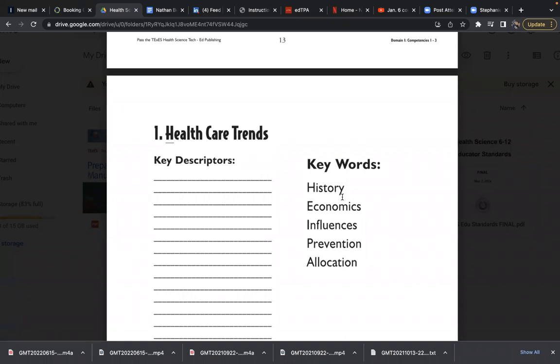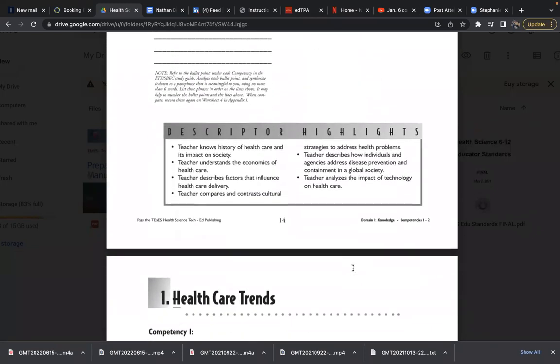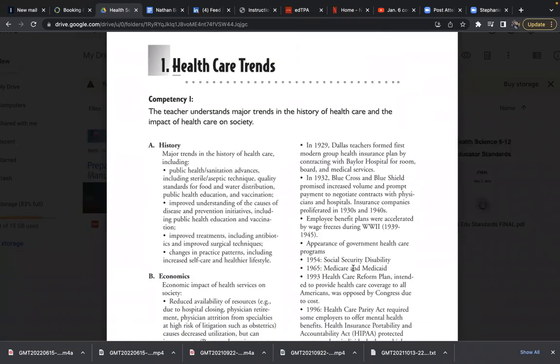Influence: how does society dictate? How do pandemics dictate healthcare trends? For instance, you could talk about, and should talk about, COVID and the new changes in healthcare trends as a result of this new international pandemic. Prevention and allocation of funds, allocation of ideas, education. That is the overarching thematic summary of Domain 1, and it breaks it apart.